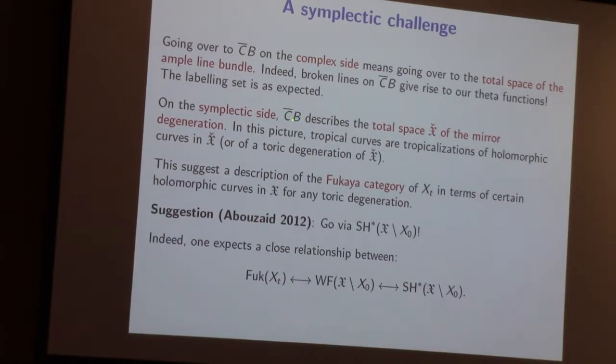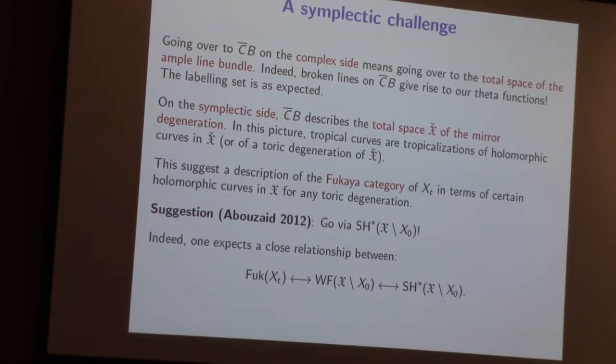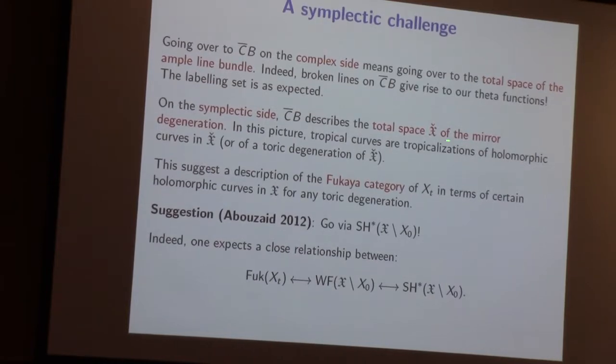In this space, this truncated cone, C bar B, describes the total space of the mirror degeneration. So it's one dimension higher. You start with xt, and you write down the thing that describes the total space of the mirror degeneration. Taking this literally in our picture, that is something you will have to study. You take a degeneration of the total space of the degeneration. A toric degeneration of a toric degeneration. It's a two-parameter thing. And this correspondence tells you that we should look at tropicalizations of holomorphic curves in the total space of the mirror.